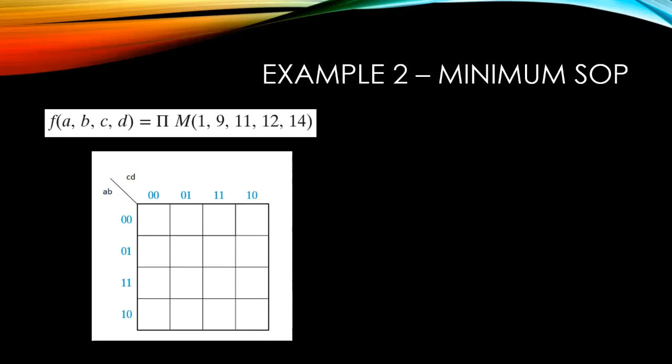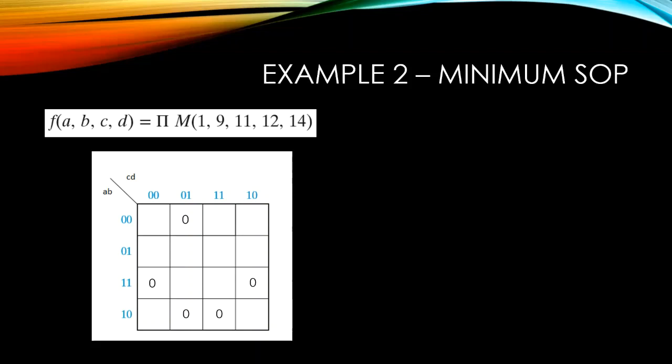So 0, 0, 1. So this will be the cell for 1. For 9, 1, 0, 0, 1. So this is the cell for 9. 1, 1, 1, 0, 1, 1. And 14, 1, 1, 1, 0. Okay, and for 12 is 1, 1, 0, 0.